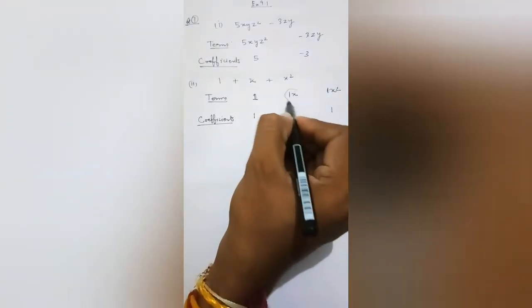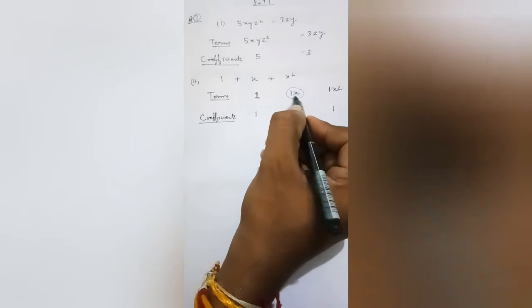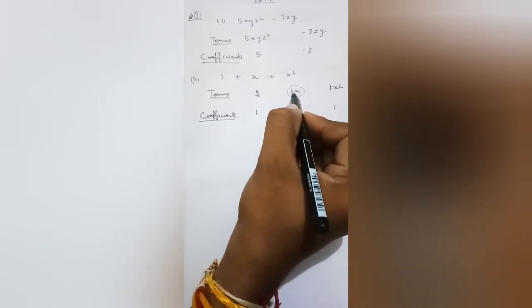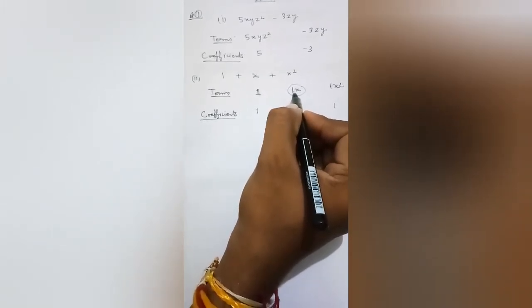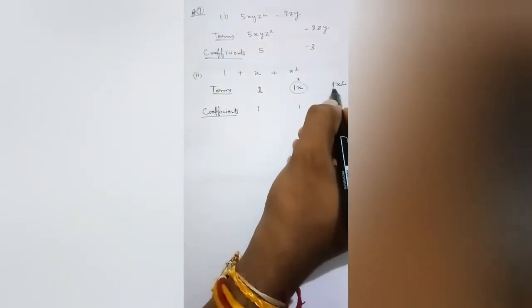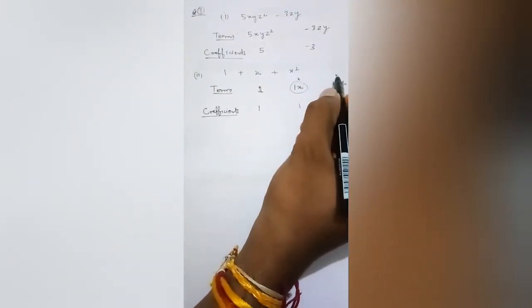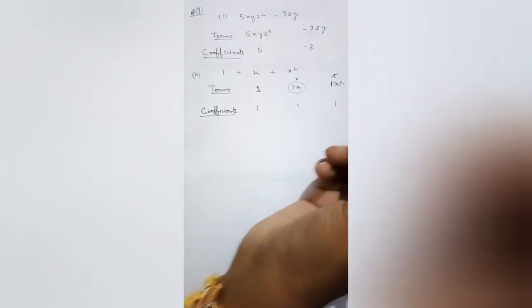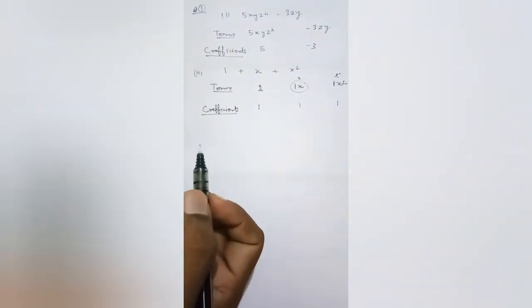Why have I written 1 here? Because no constant was written. If you multiply 1 and x, you will get ultimately x, so the thing is same. When you multiply 1 and x square, you will get x square. So the thing is same. So you can put 1 if any variable is written without a constant.